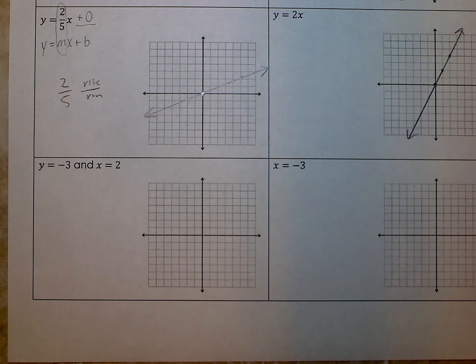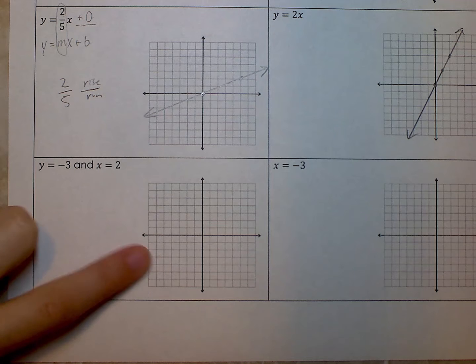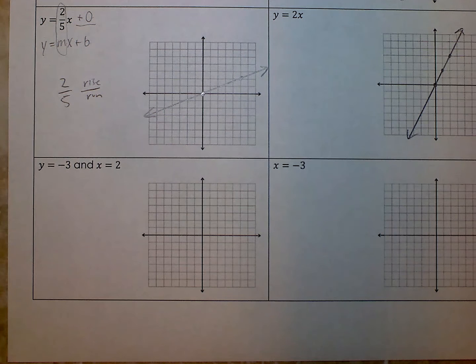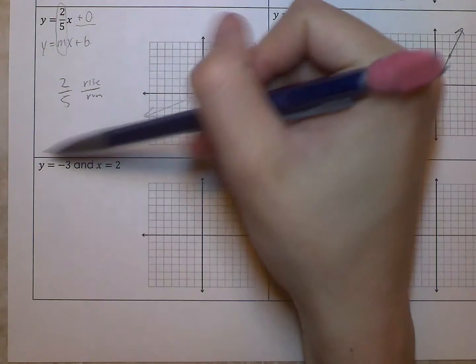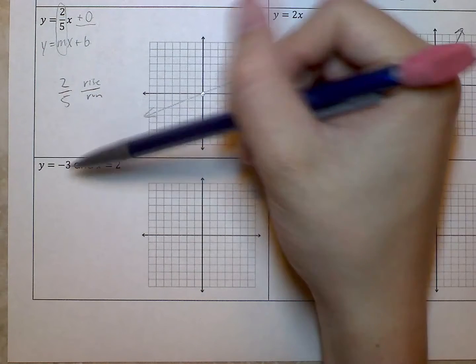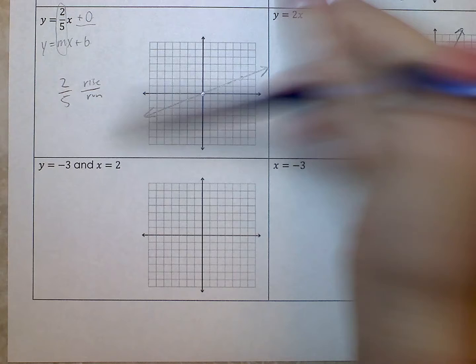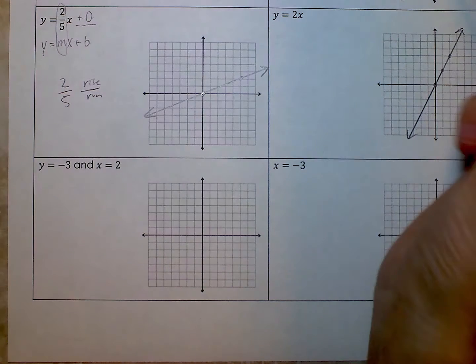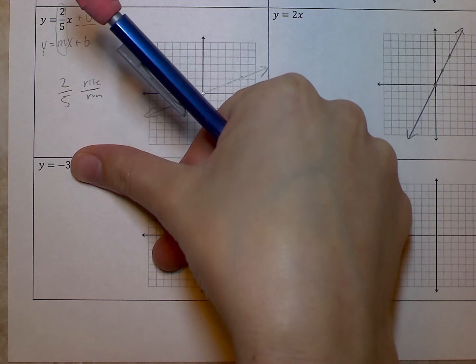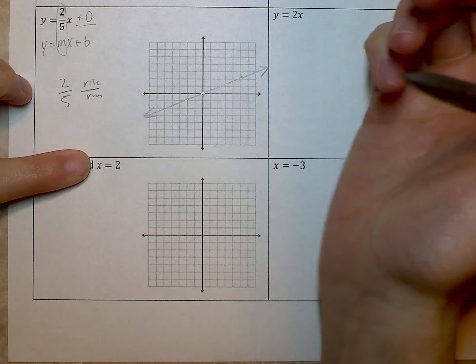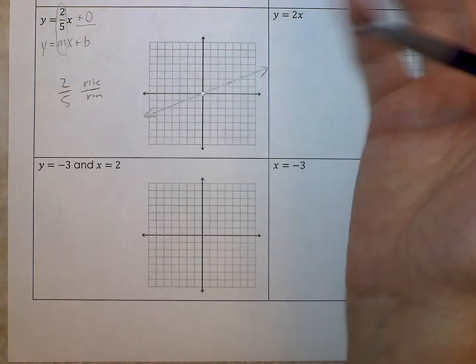Now this last problem is a little bit different. I'm actually going to do two graphs on one, just so that you can see both, because I think it will help you to see two examples. So these equations, notice these are way different. Like these do not look like y equals mx plus b. These look like y equals -3, right? There's not even an x. And here x equals 2, there's not even a y. So these are very different problems.